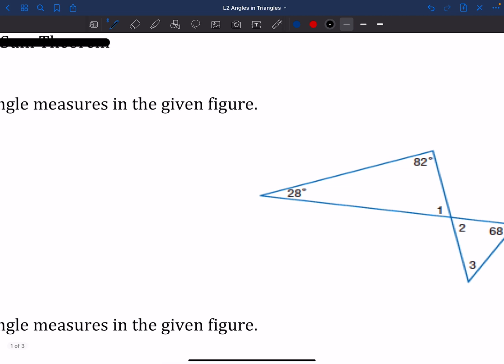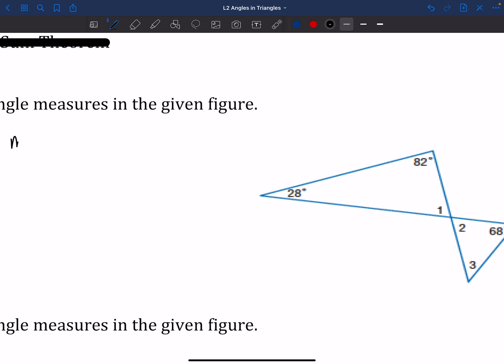If I'm trying to find angle 1, I'm looking in this triangle specifically, the one that I just outlined there. To figure out that missing angle measure, I need to remember it's all going to add up to 180 together. So if I have 28 and I have 82, those are already taking up part of that 180.